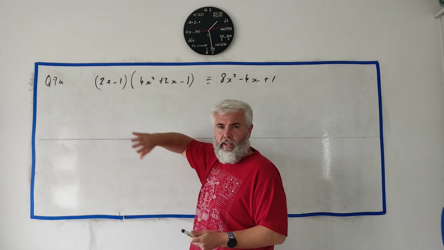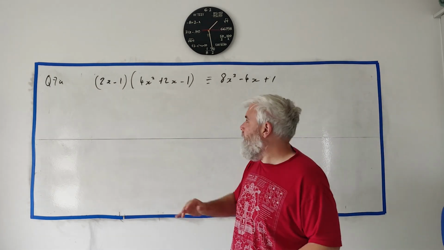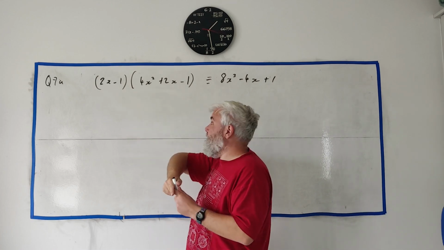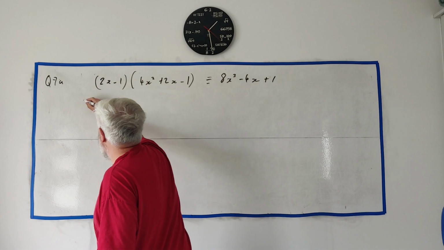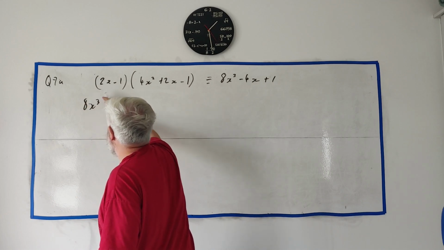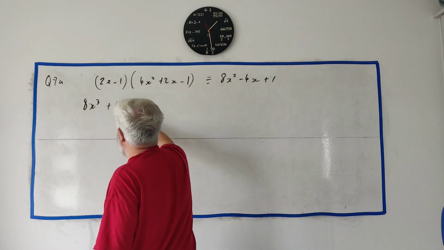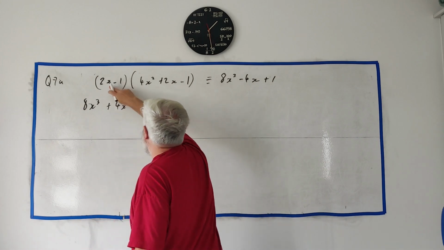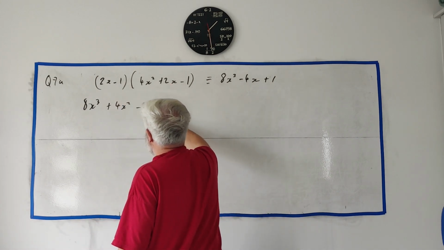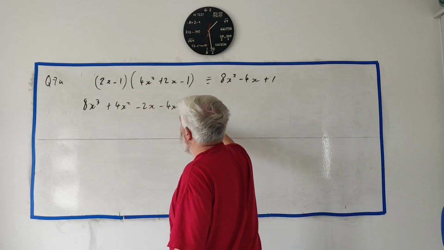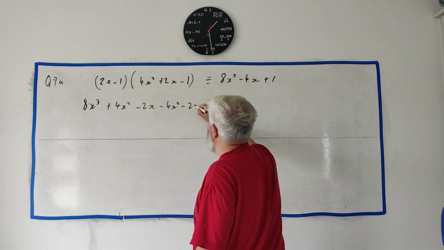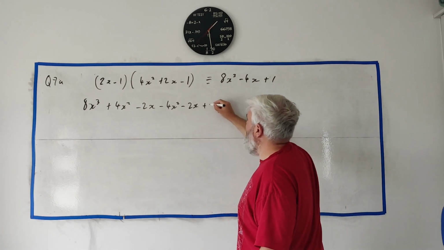All they want you to do, and some students get confused when it's too easy, is multiply this together and see what you get, and hopefully we'll get that. So 2x by 4x squared is 8x cubed, 2x by 2x is 4x squared, 2x by minus 1 is minus 2x, minus 1 by 4x is minus 4x squared, minus 1 by 2x is minus 2x, and minus 1 by 1 is 1.